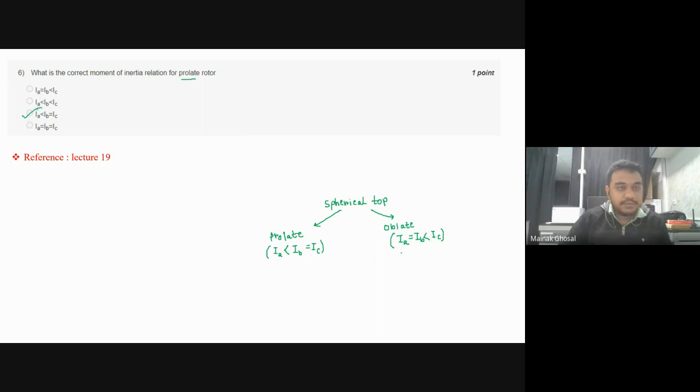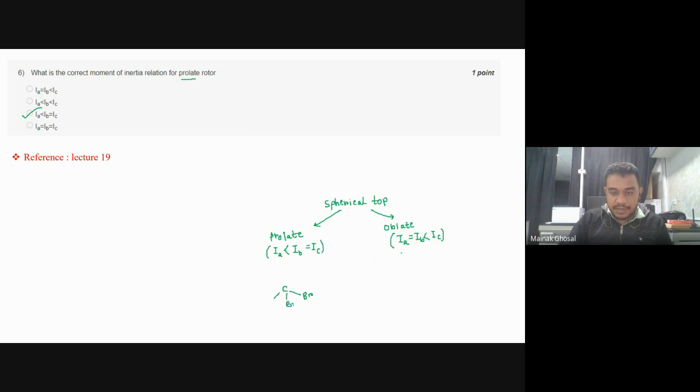This is the condition. For polar molecule, IA would be less than IB equals IC. You have guessed it correctly. Now, suppose I am taking a prolate molecule. Some example: suppose methyl. From the previous one, I have taken the example of CHBr3.